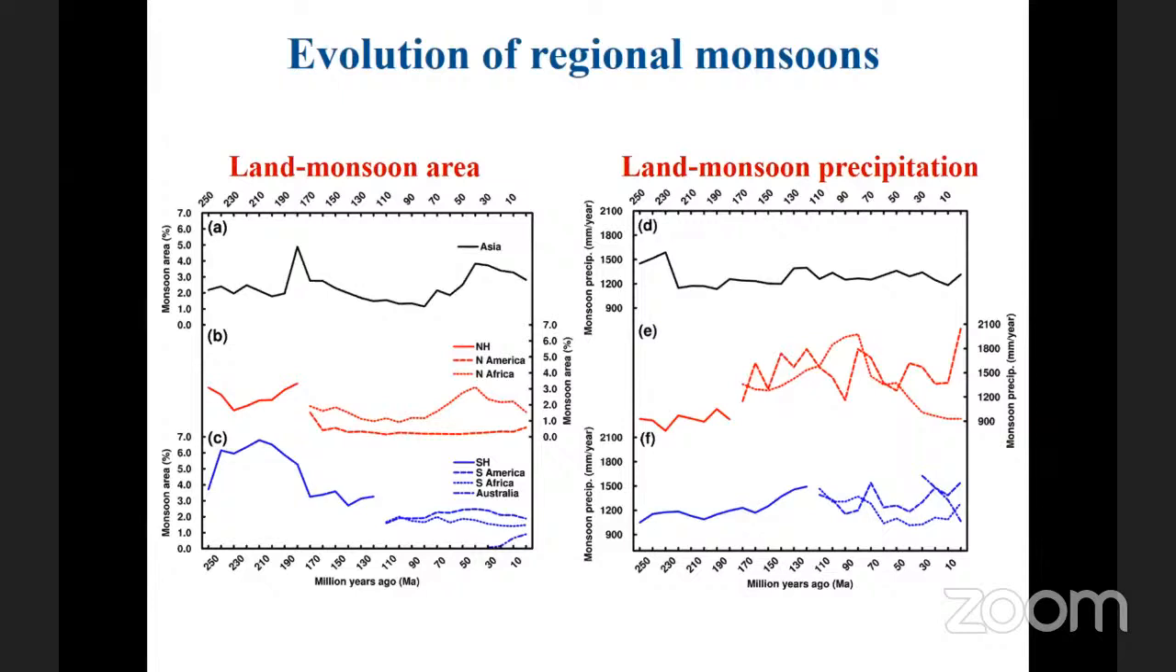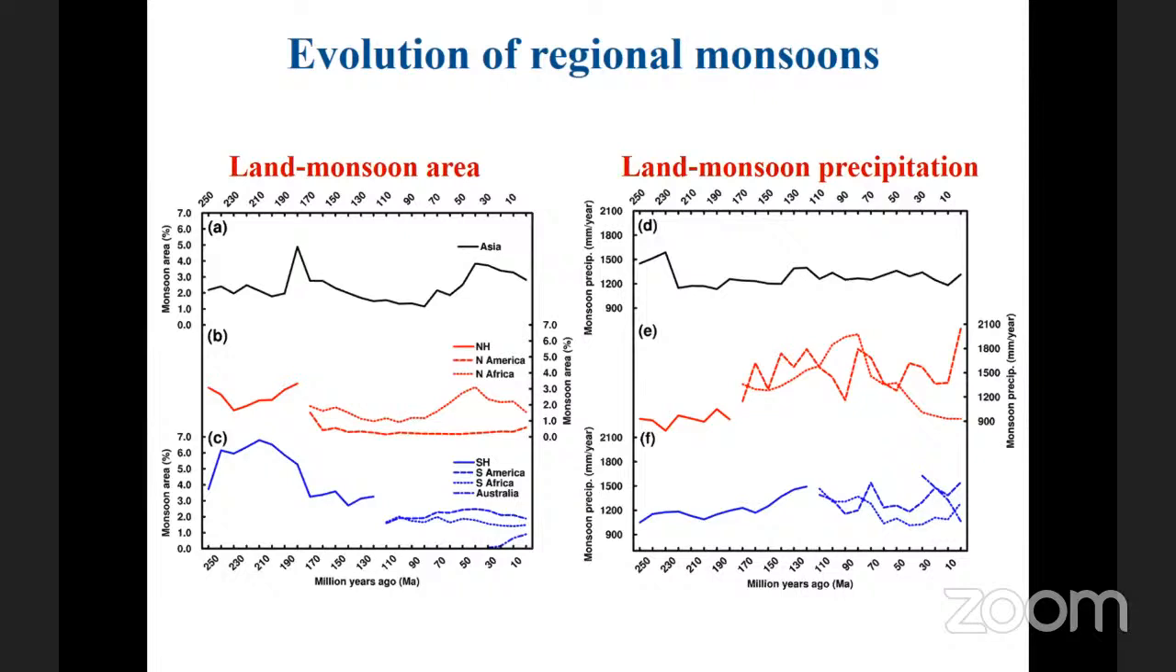Then we can look at, that's a global monsoon. We can look at the regional monsoon, how the regional monsoon evolved from 250 million years ago to the present. We first look at the land monsoon area. We focus on the land monsoon.